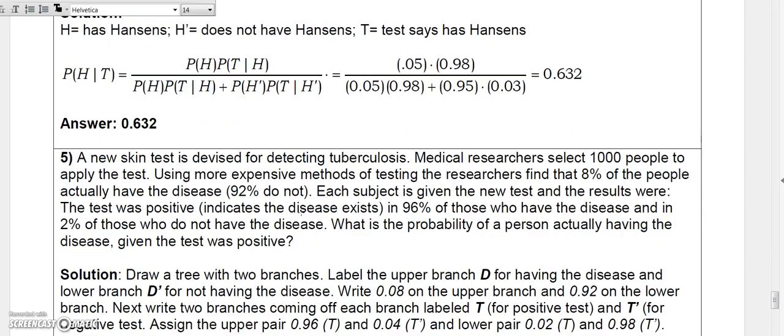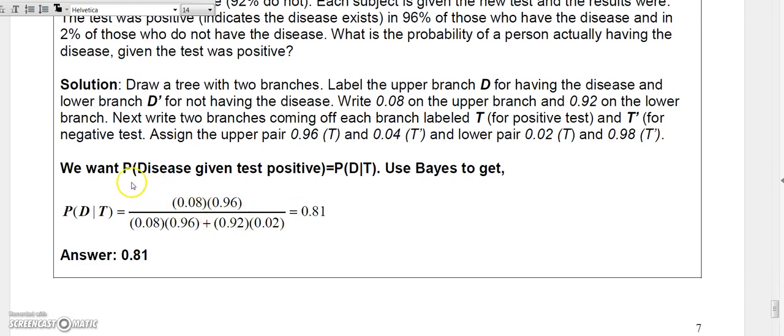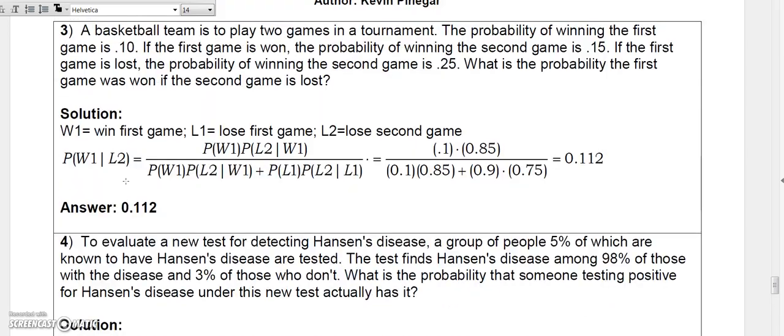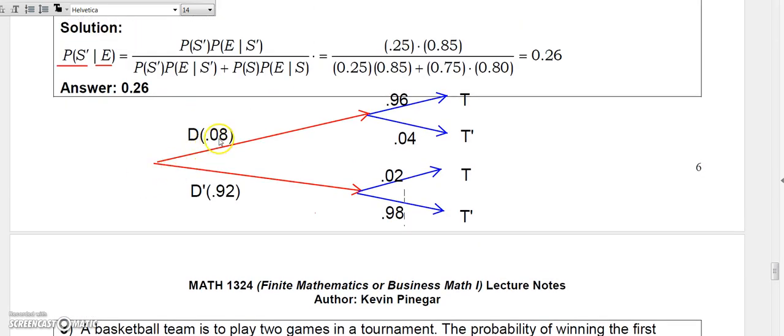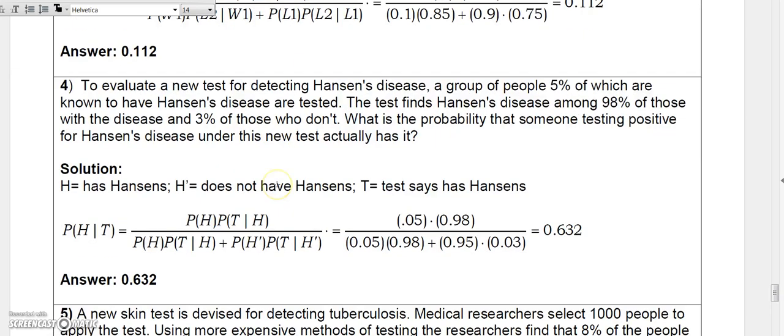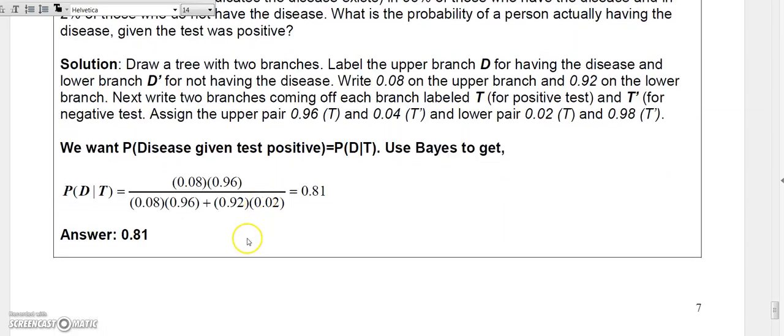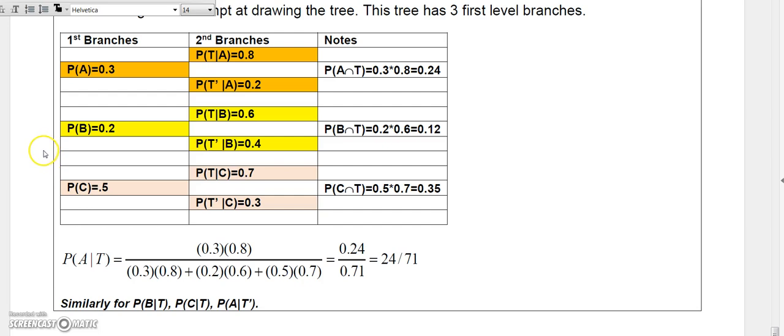And now what we want to know here is we want to find the probability that they have the disease given the test says they're positive. So if you go back up here, we want the probability of D given T. So we just take the 0.08 times the 0.96 for the numerator, and then all paths to T for the denominator, 0.08 times 0.96 plus 0.92 times 0.02, and that goes in the denominator. And then you just grab your calculator and figure it out, and you get 0.81 for that.